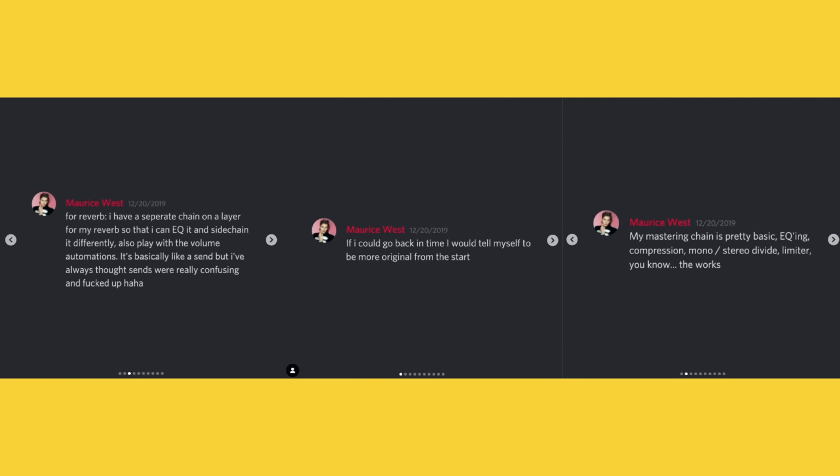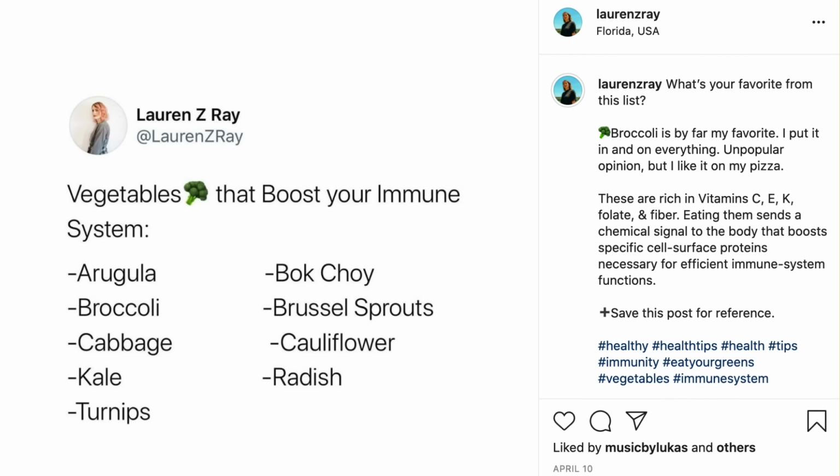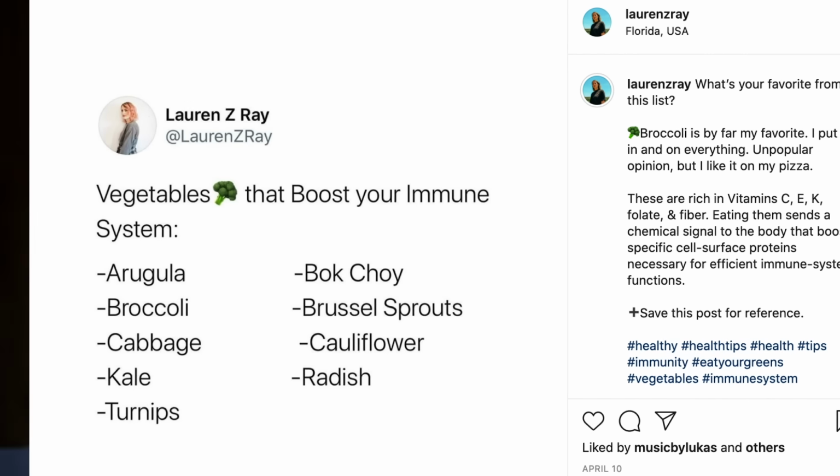Sliders. It's like, oh, tips from Maurice West, slide to see his best tips, that sort of thing. For me, I like to post good recipes. People will share my recipes because they're like, I'm making this tonight, or this looks good. Or they'll save it because they're like, I'm going to make this later. This is a tweet about how to boost your immune system. People like to share it because they're like, wow, this is a really good tip. Maybe my grandma wants to see this too.